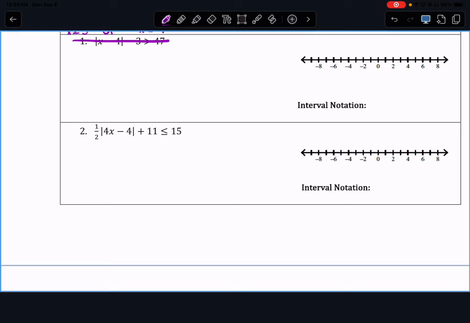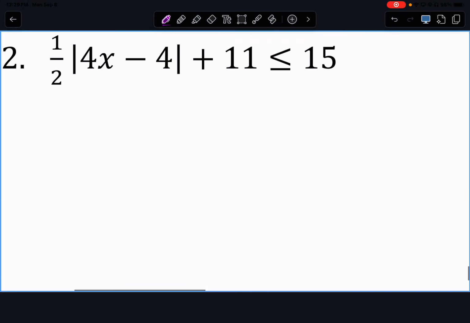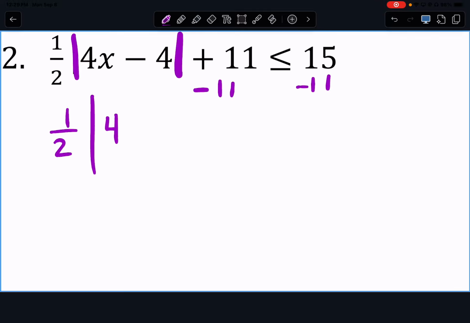Okay, so for the last question, to be able to solve this, I have to isolate my absolute value. So in order to isolate that absolute value, what do I need to do first? Subtract 11. Subtract 11. So we get 1/2 times the absolute value of 4x minus 4 is less than or equal to 15 minus 11, which is 4.